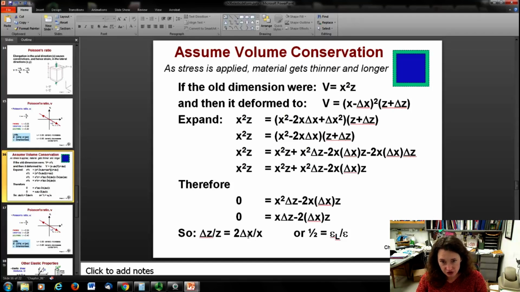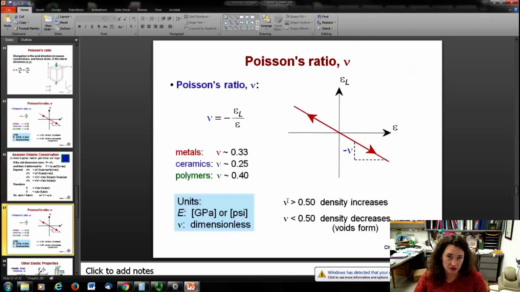Now if you take the ratio of these strains, you end up with 1/2 is equal to the strain in the lateral direction divided by the strain in the z. Okay, so that's why the threshold for that Poisson ratio is 1/2, because it assumes that the volume is conserved. And it also explains why the Poisson ratio being greater than 0.5 isn't very likely. That would mean that the density increases, which doesn't happen very often. So you have these Poisson's ratios that are less than 1/2 because volume is never conserved, and actually when things get stretched out, you get void formations, and so the total volume actually increases a little bit.